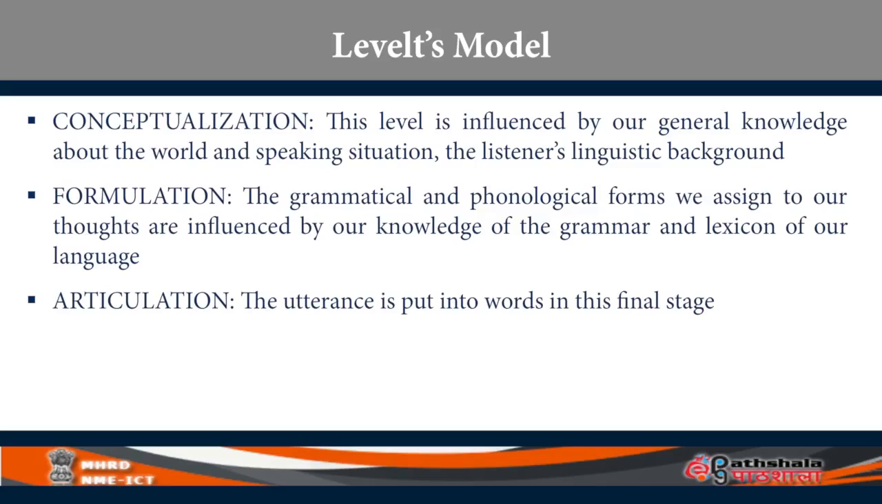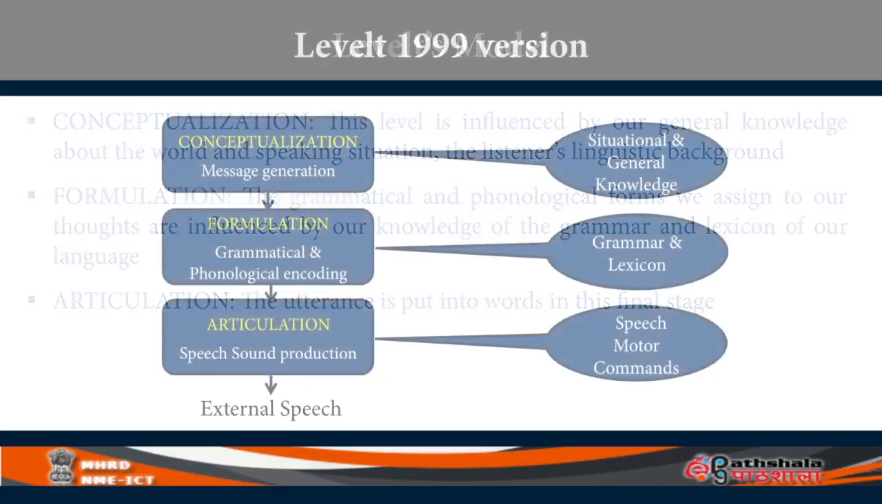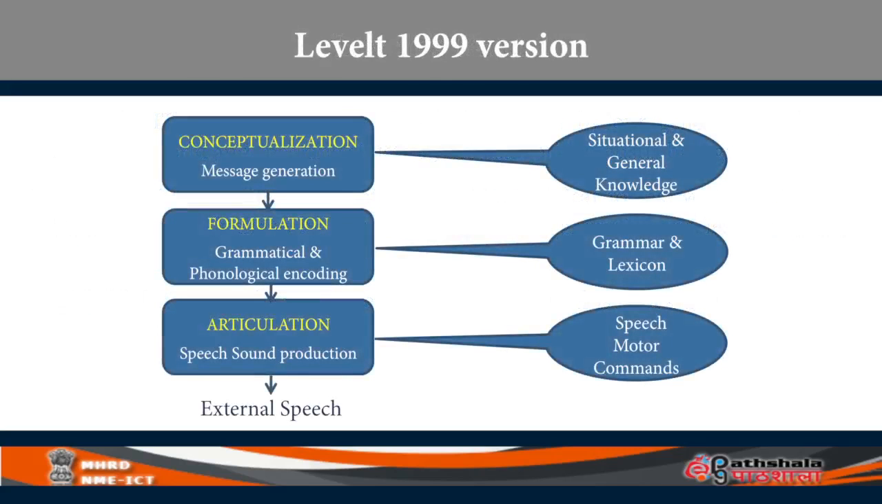So here the grammar and the lexicon of our language influence our formulation stage of production. The last, third stage of articulation is influenced by speech motor control. How well our muscles are functioning will determine how precisely we articulate our speech, how clearly our consonants are articulated. So how do we know that speech motor commands do influence the way we utter our sentences? You can do electromyographic studies. Speech physiology deals with all that.